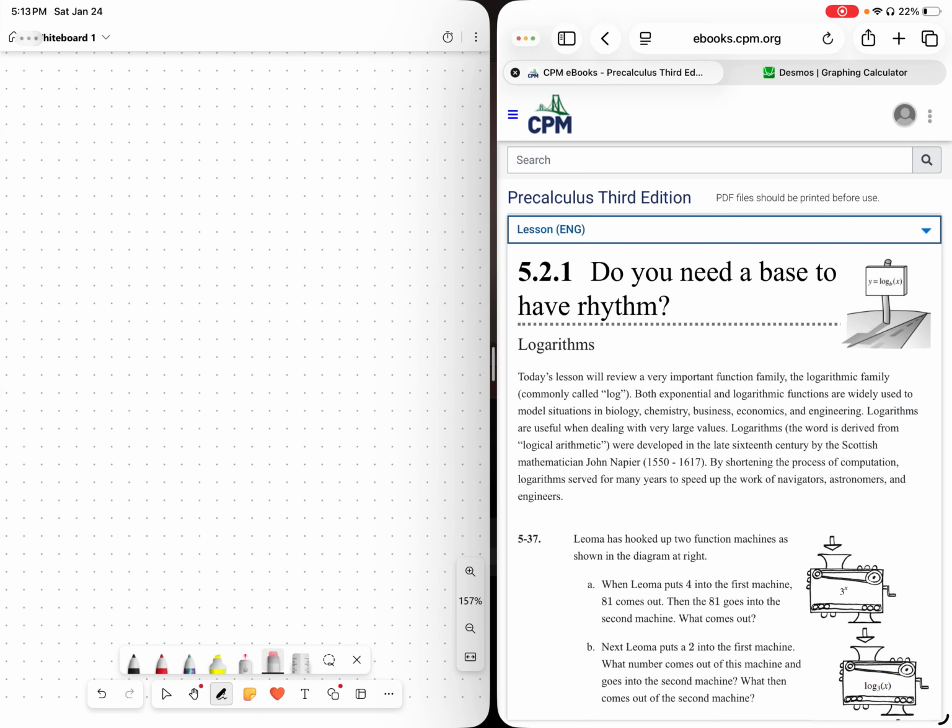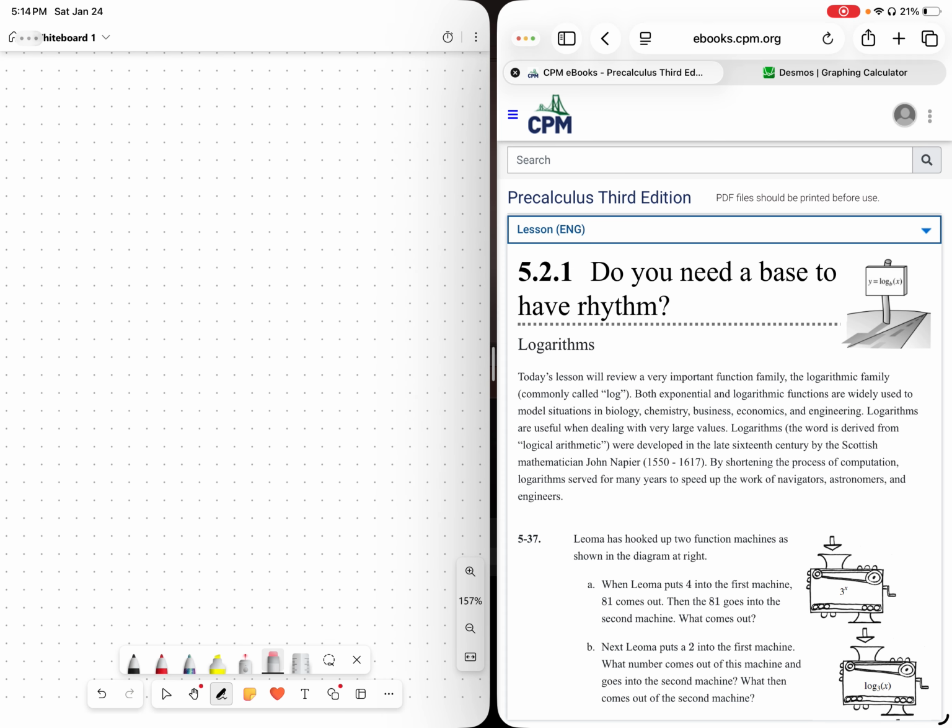All right, lesson 521, logarithms. So today we will review a very important function, the logarithm family. Mostly we'll refer to them as logs. Both exponential and log functions are widely used to model situations in biology, chemistry, business, economics, engineering. Logarithms are useful when dealing with very large values.